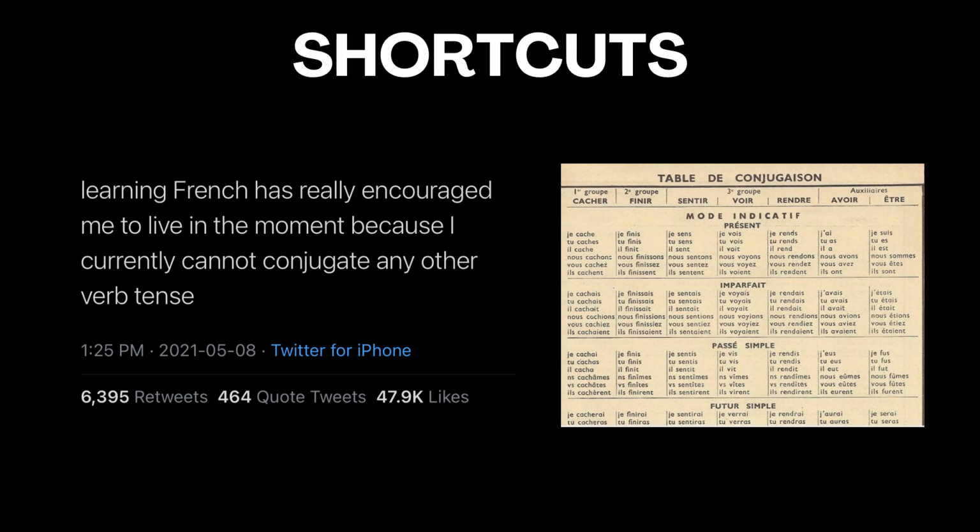The first one on the left, "Learning French has really encouraged me to live in the moment because I currently cannot conjugate any other verb tense," is on the one hand funny, but it's also true. It's a complicated thing, and also on the right, French conjugation just sort of brings back memories of these massive lists of verbs, and just looking at that table de conjugaison on the right, you really realize that French conjugation, French grammar can be very overwhelming, and you don't know where to start.